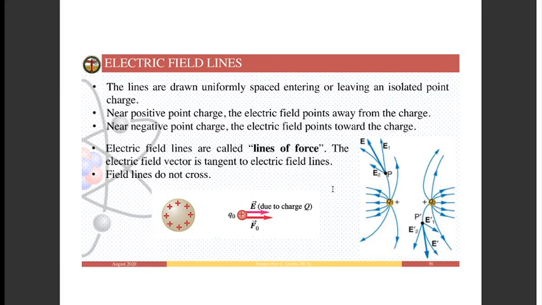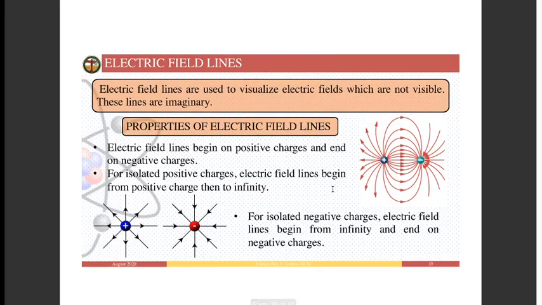Now, next, the lines are drawn uniformly spaced entering or leaving an isolated point charge. Okay? So, lahat ng mga lines natin, as long as meron tayong isolated na point charge, are uniformly spaced. Uniformly spaced sila. Same lang din ito. So, uniformly spaced sila lahat dito sa positive charge at saka sa negative isolated na charge.